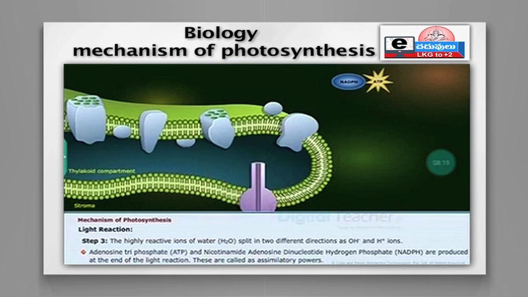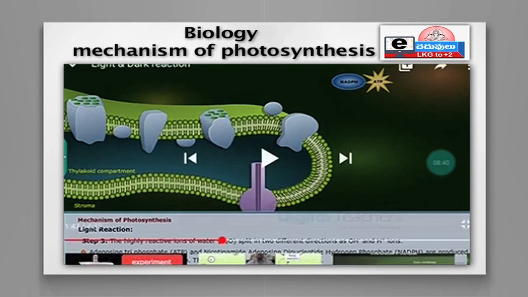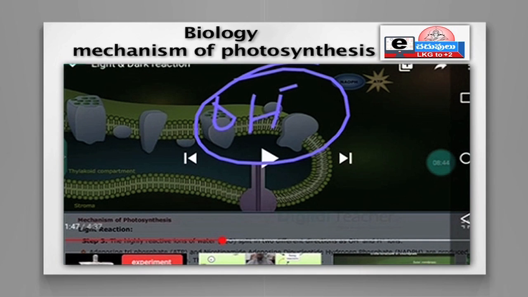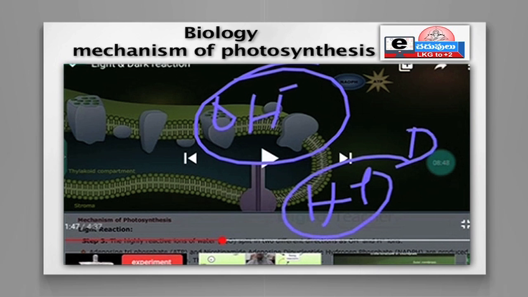What is step 3? Step 1 is clear: energy entering the plant. Step 2 is the energy being used to break down the water molecule into H plus and OH minus ions, releasing some electrons. In the third step, the OH minus ions are involved in the light reaction, and the H plus ions are involved in the dark reaction.